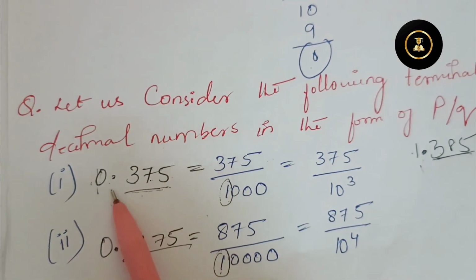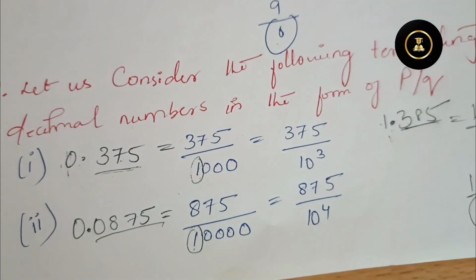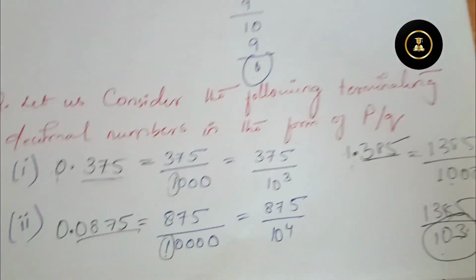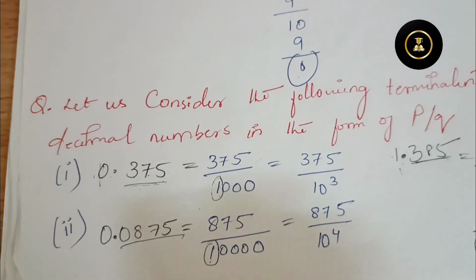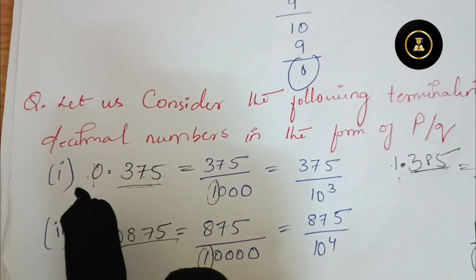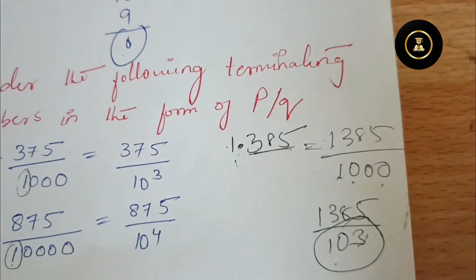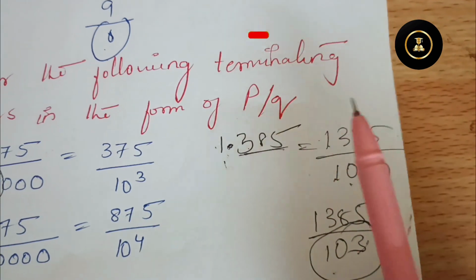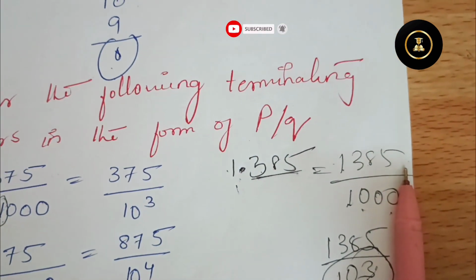There are 3 digits, so that's why I wrote 3 zeros. It is an easy way to understand this type of problem: how to convert decimal numbers into the form of p by q. Just take the numbers given, removing the point. For example, if they gave 1.385, how can you write that? Just remove the point and write all the numbers which they gave in the numerator.